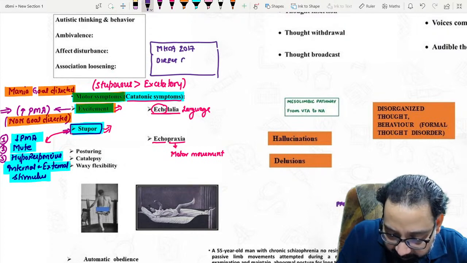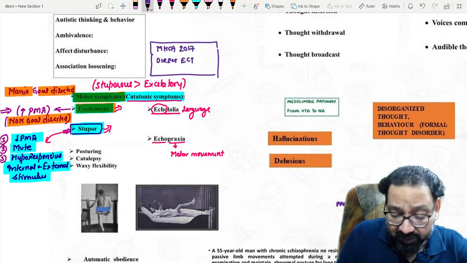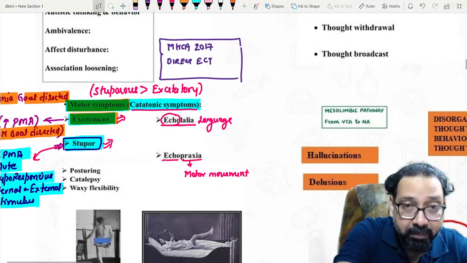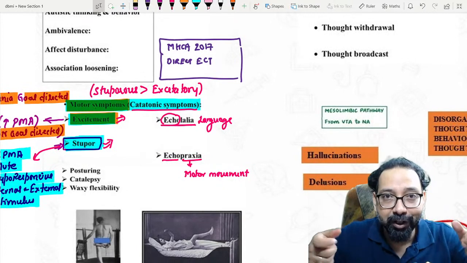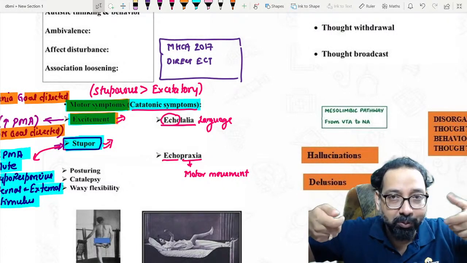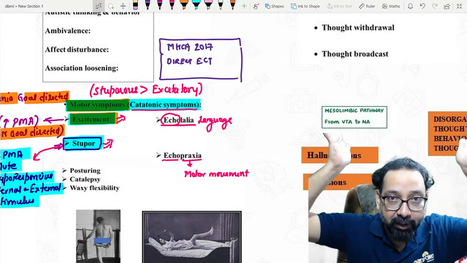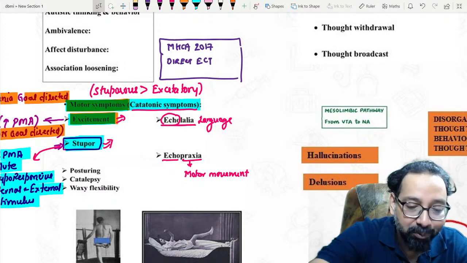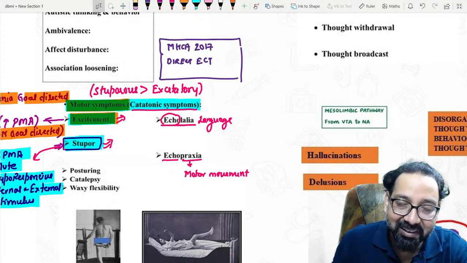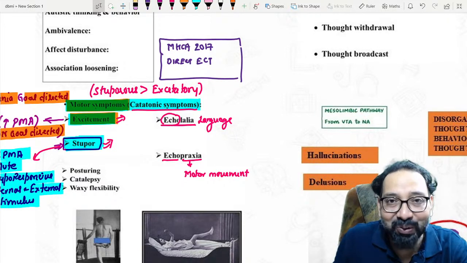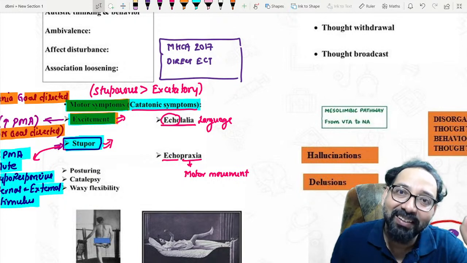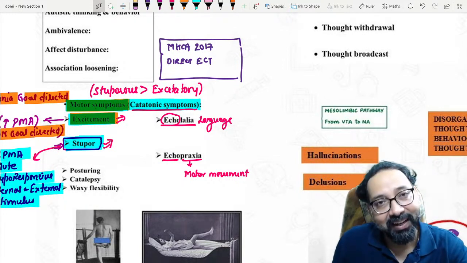Direct ECT. What is direct ECT? You must have seen many movies in which they put two electricity wires and apply them, and there is straightening of hair. Yes, in our movies, ECT is depicted like that. No, that is not ECT. Definitely, you can compare it with direct ECT.